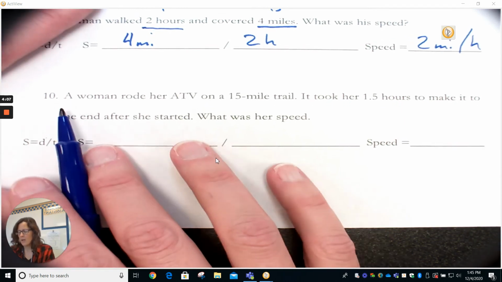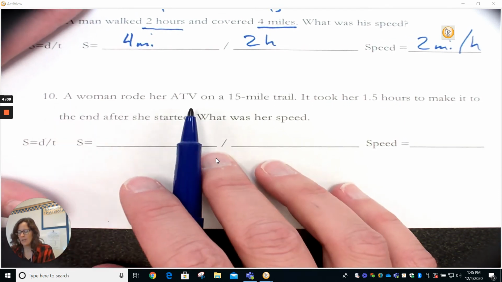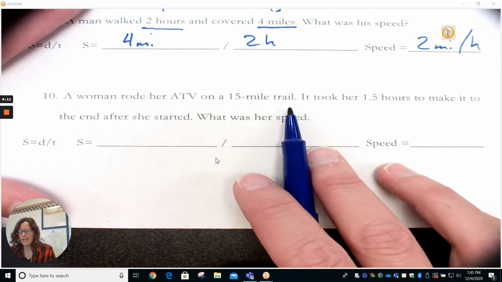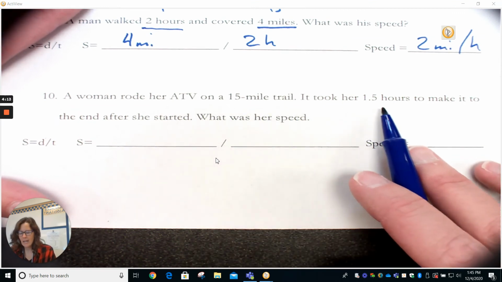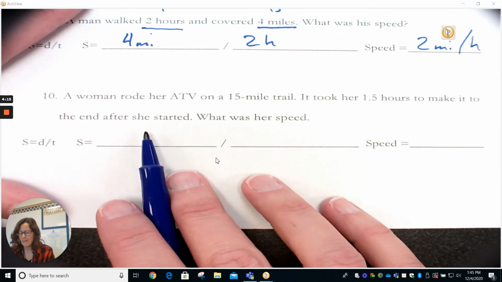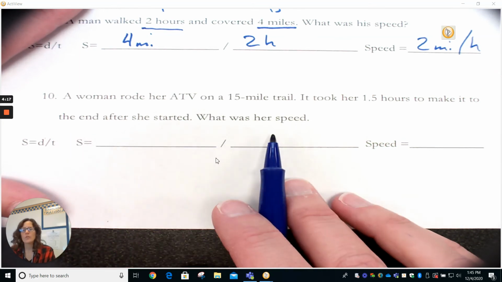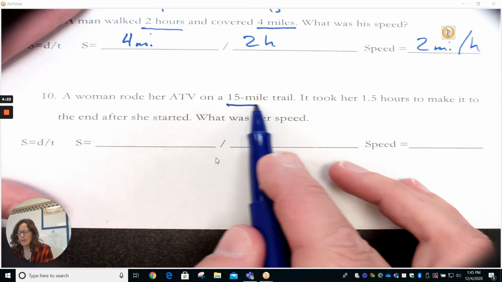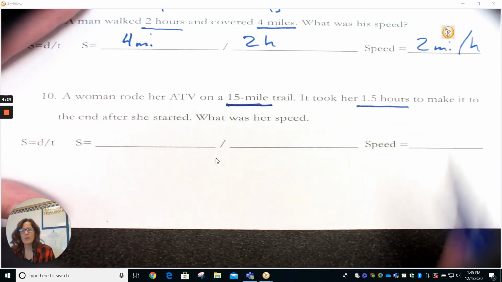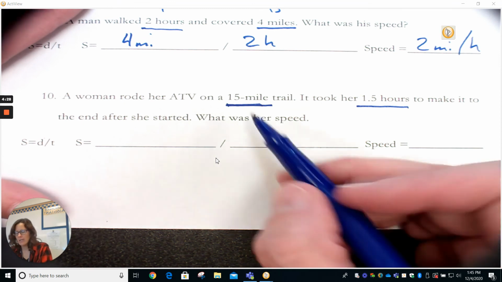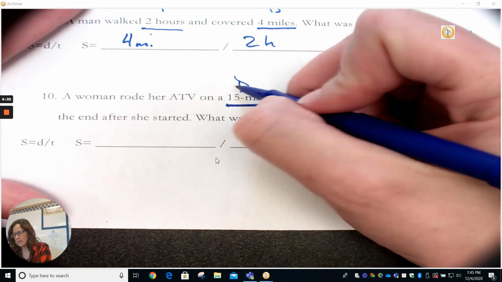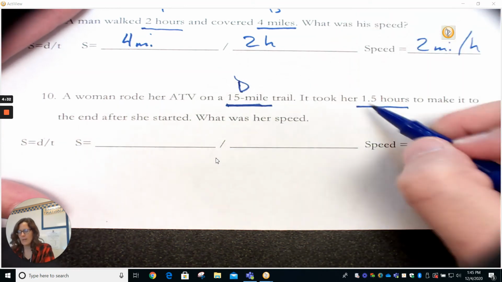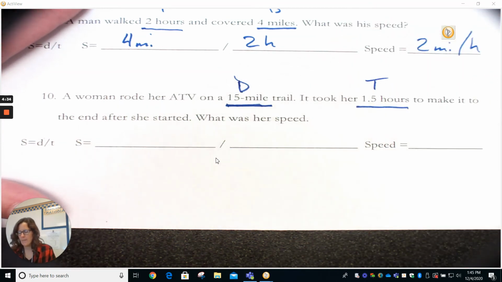Number 10 says, a woman rode her ATV on a 15-mile trail. It took her 1.5 hours to make it to the end after she started. What was her speed? So the woman rode her ATV 15 miles in an hour and a half. Okay, now we need to figure out our speed. There we've got our distance. I'm going to put a D above there. It's kind of a messy looking D. And then 1.5 hours, that's our time.